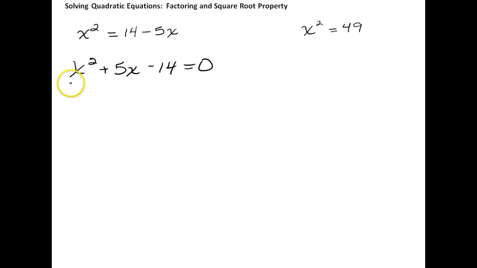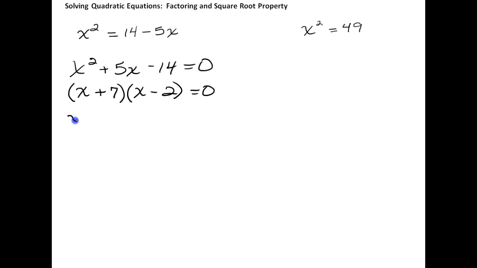And without going into the why this works, you need to do your factoring of this trinomial. And if you don't remember how to do this super duper fast, please go back and watch one of the videos on how to factor a trinomial with a leading coefficient of 1. But you should not have any steps in between here and here. 7 and negative 2 are the numbers you need.